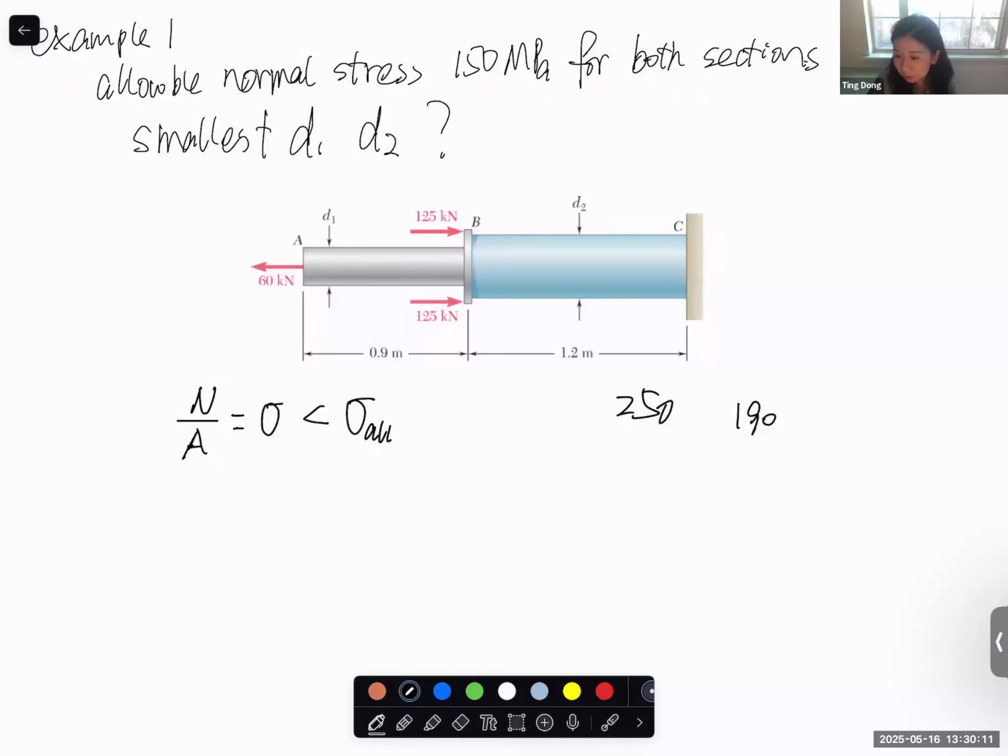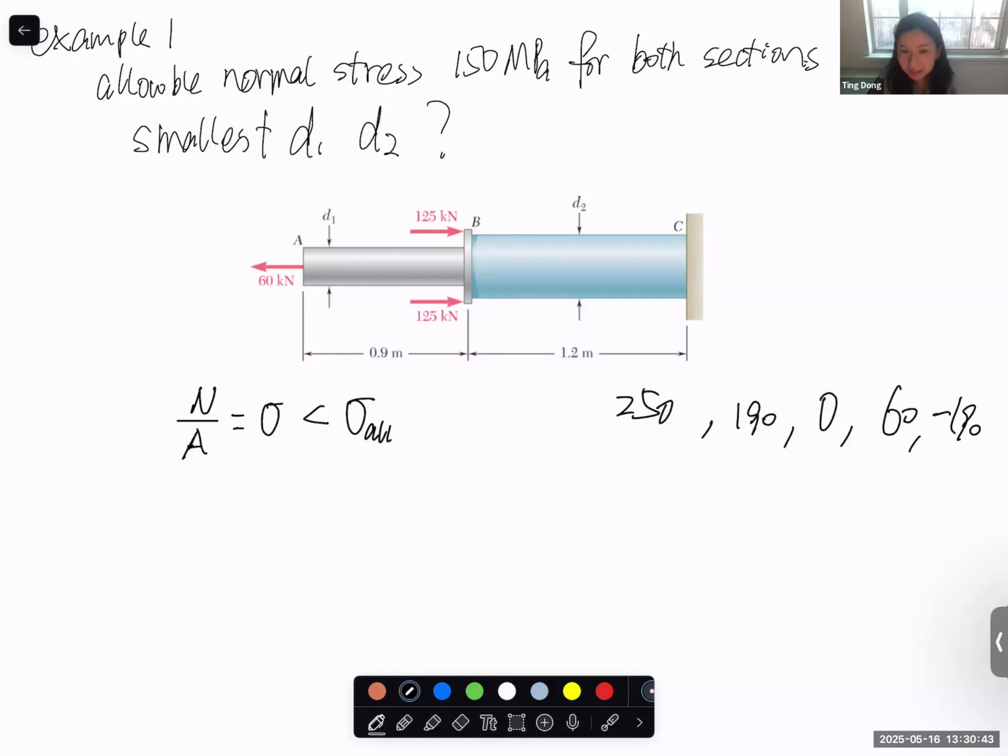Any other opinion? Zero. Any other opinion? What's the internal normal force in the BC section? I can give you a hint. You need to consider sign. Would it be negative 190?